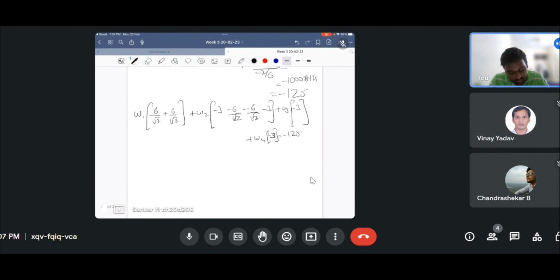So finally we'll be able to rearrange this and write 12 by square root 2 W1 plus minus 6 minus 12 by square root 2 times W2 minus 3W3 minus 3W4 should be equal to minus 125. Now this will be our second equation.